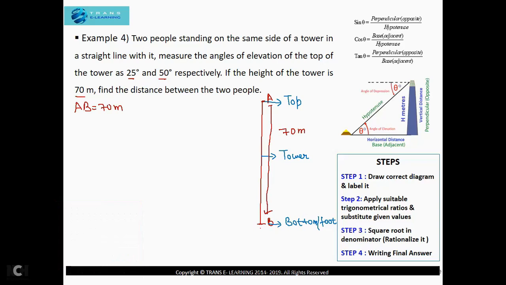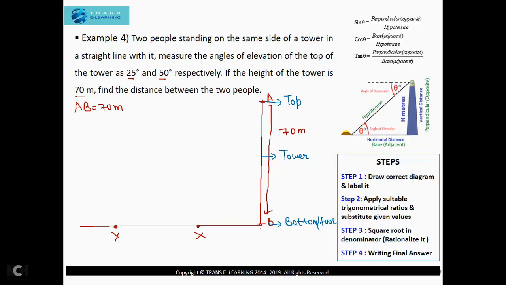Now I will consider two random points. One is X, which is nearer to the tower, and the second is Y, which is quite far away from the tower. Now I'm going to join B, X and Y. As I've mentioned in my video of concept and explanation, the viewer who is nearer to the observation point will have more angle of elevation as compared to the viewer who is far away from the observation point.